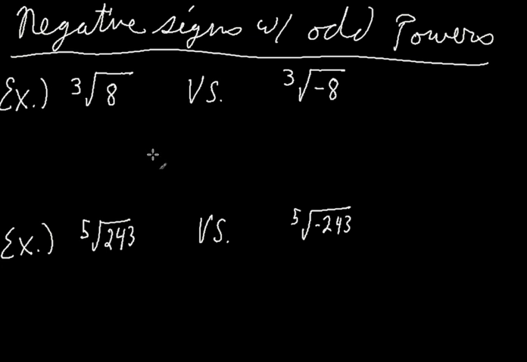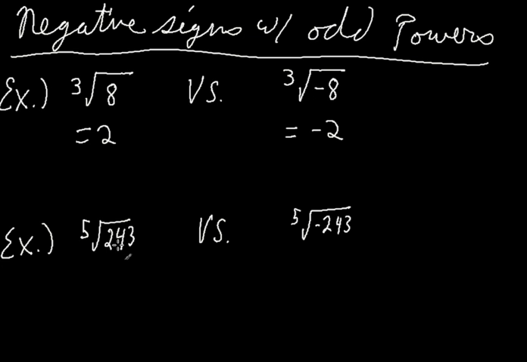All right, negative signs with odd powers. We didn't have to worry about these with square roots, but we do with odd powers. I've already talked about the cube root of 8 equals 2. Now what about the cube root of negative 8? This is negative 2, because negative 2 times negative 2 times negative 2 is negative 8. So you can have negative numbers with odd exponents.